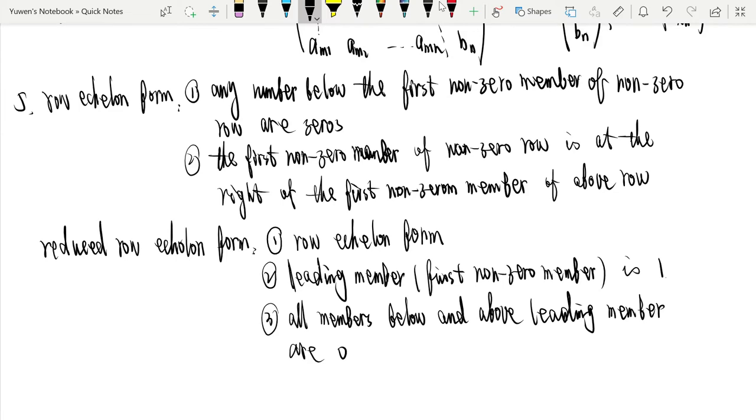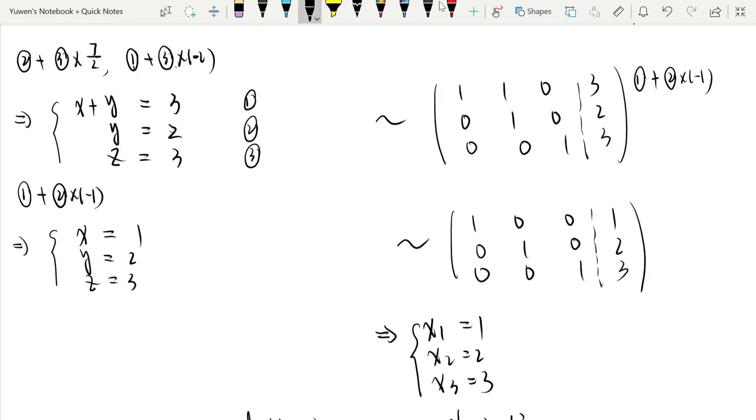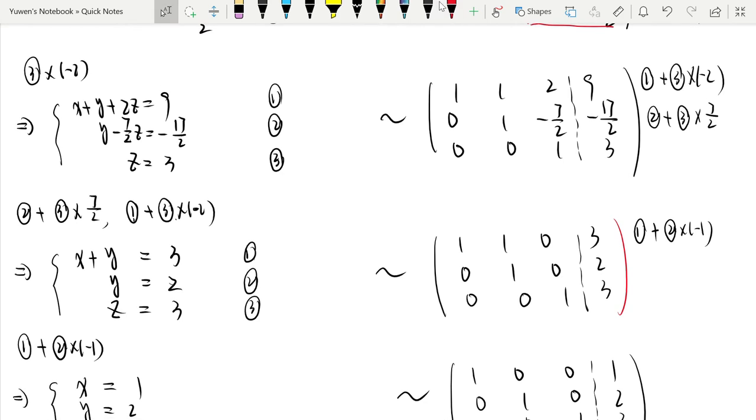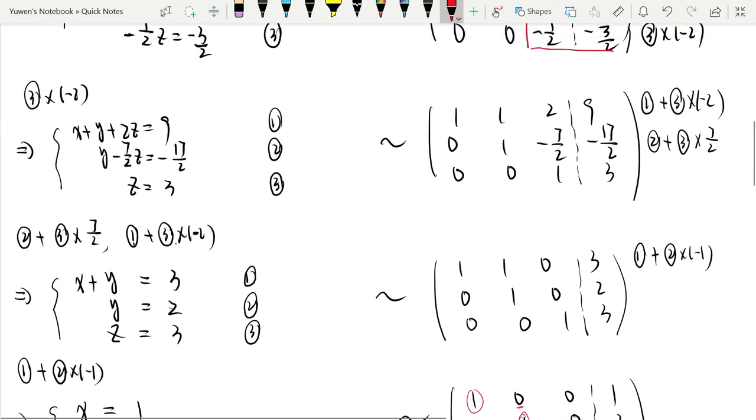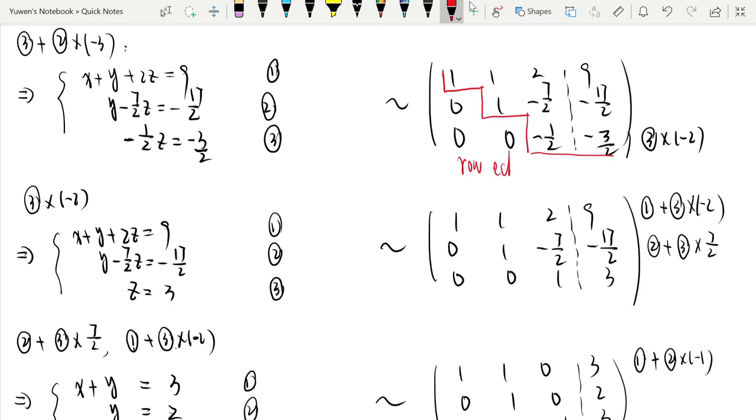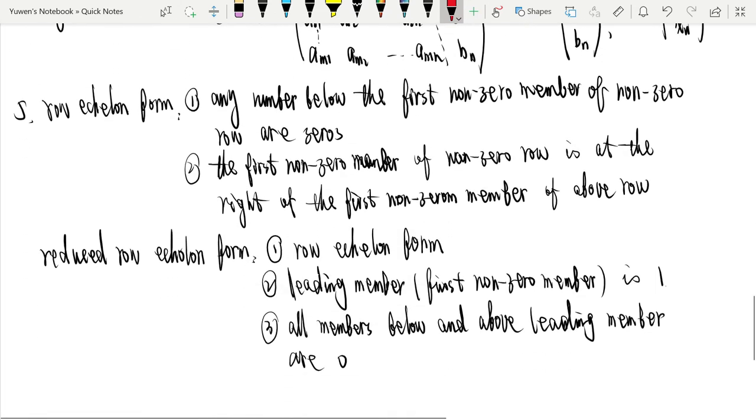Now, this here is reduced row echelon form. This is a reduced row echelon form because all the leading members are one, and all other numbers below and above the leading member are zeros. This is row echelon form. That's the row echelon form and reduced row echelon form.